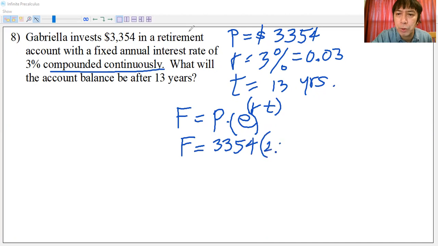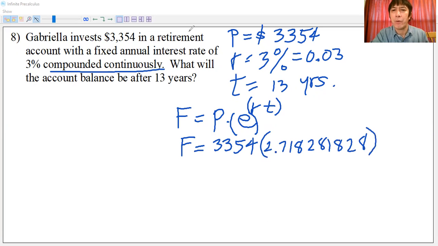So this is 3354 multiplied by 2.718281828, something like this, raised to the product of R, that's 0.03, times the time of 13 there. So the product of 13 and 0.03.